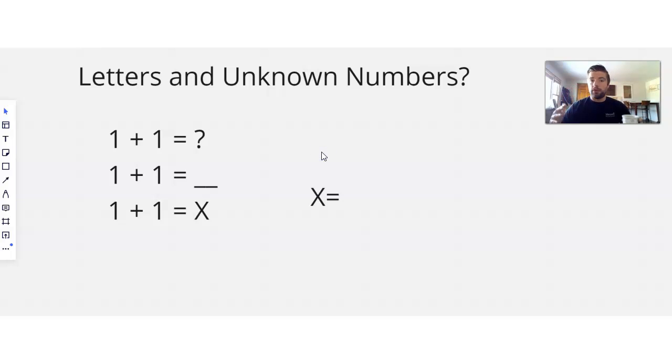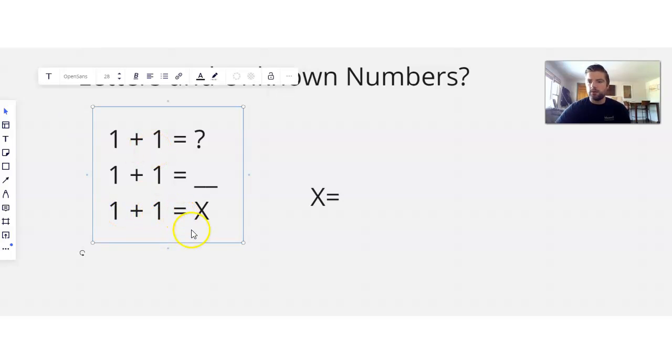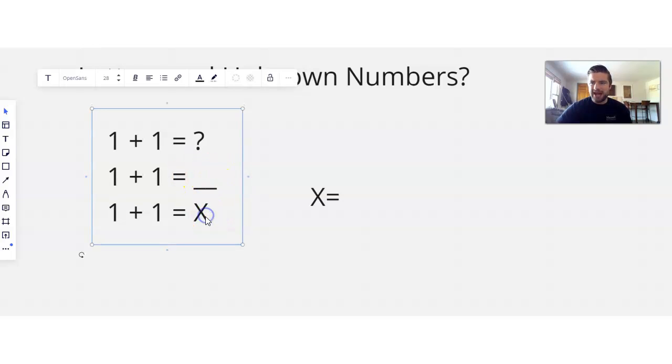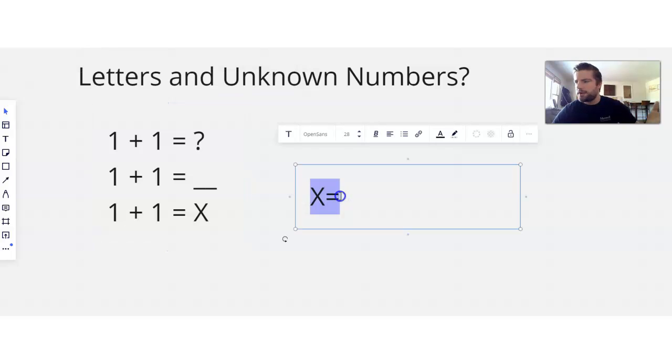Now, let me introduce you to a third way of writing problems in math, where we use a letter to represent a number that we don't know yet. So in this case, to just continue our problem, we have 1 plus 1 equals x. And just like these other two problems, 1 plus 1 equals question mark, and 1 plus 1 equals blank, 1 plus 1 equals x, all this is asking is, what does that x equal? And if you've got the pattern so far, that x equals 2, because 1 plus 1 equals 2.